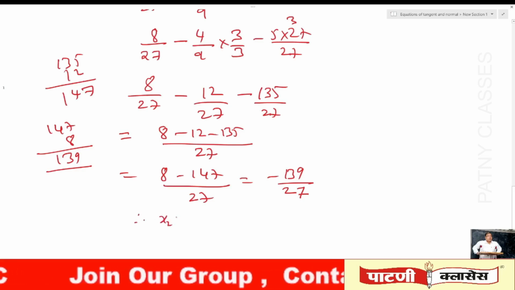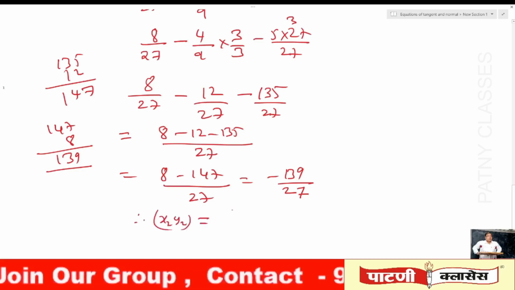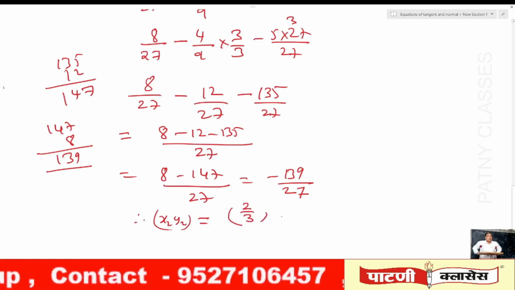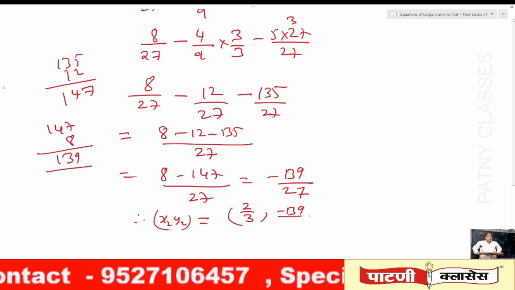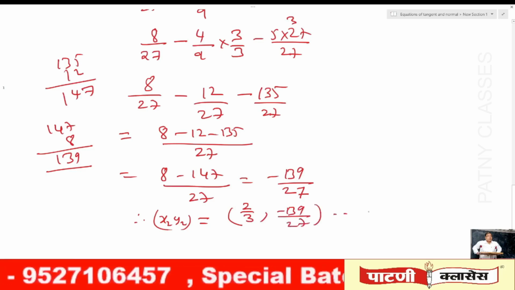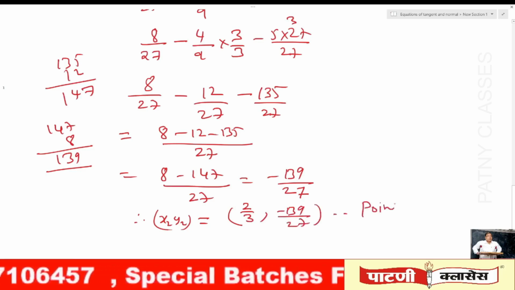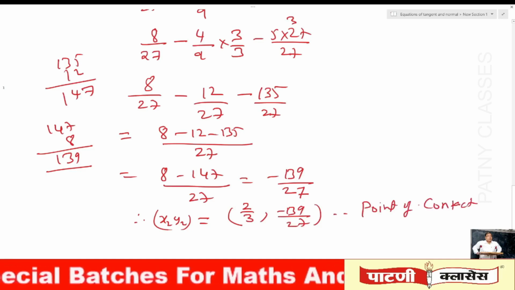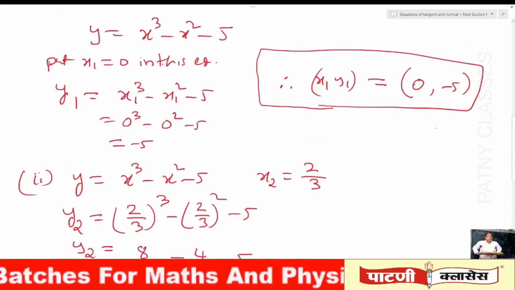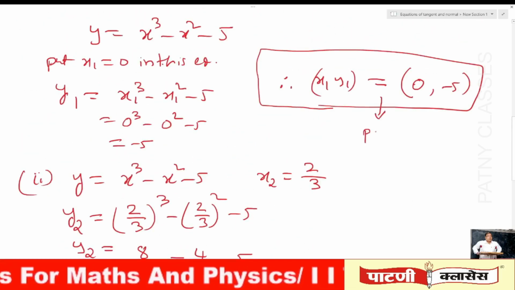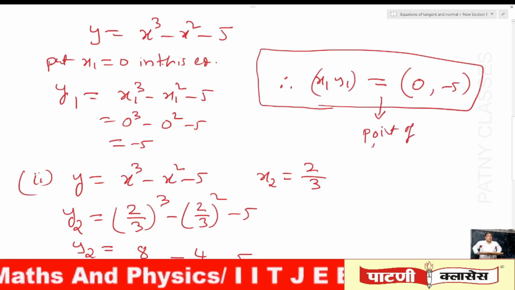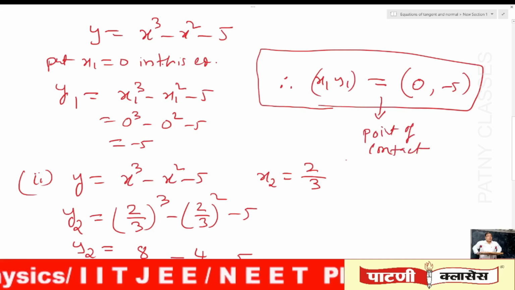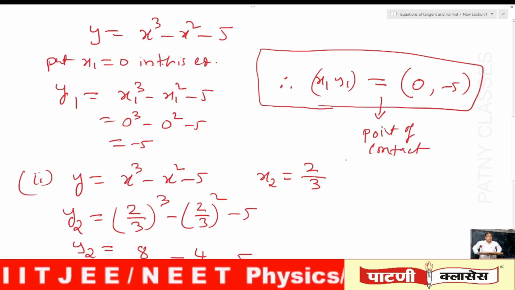Therefore x2, y2: x2 is 2 by 3, comma minus 139 upon 27. So this is the second point of contact, and the above one is the first point of contact. So there are 2 points of contact we got here. Let's move to the next question.